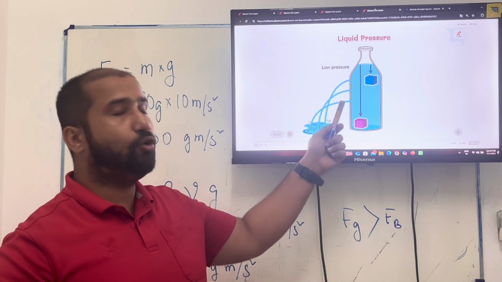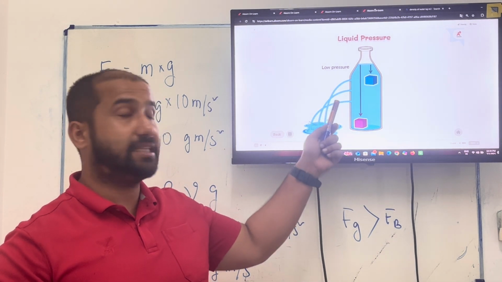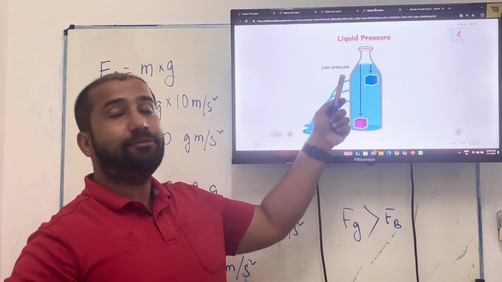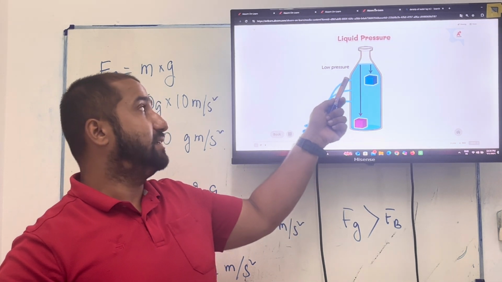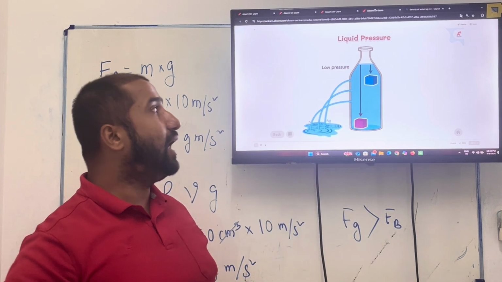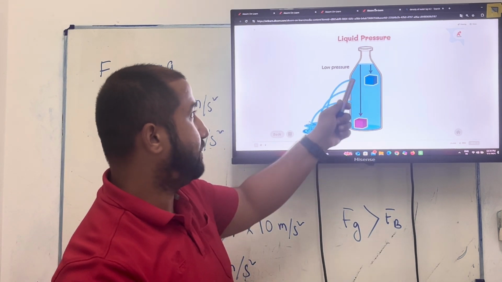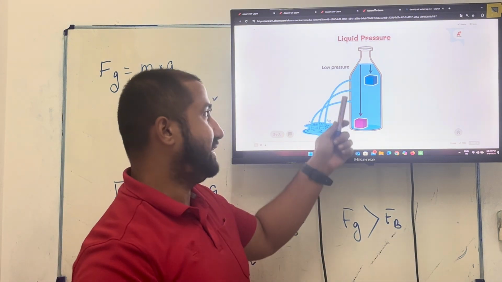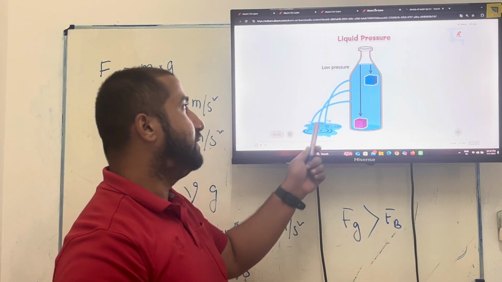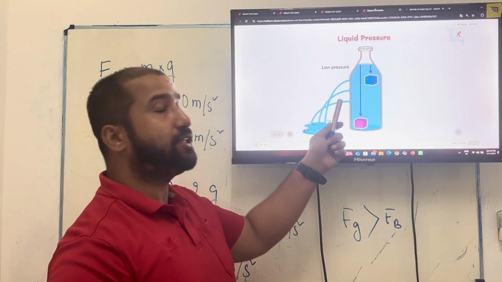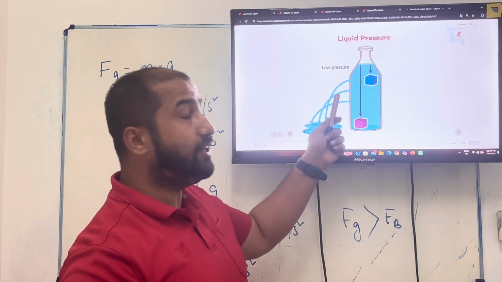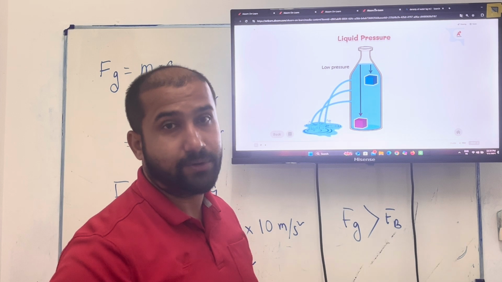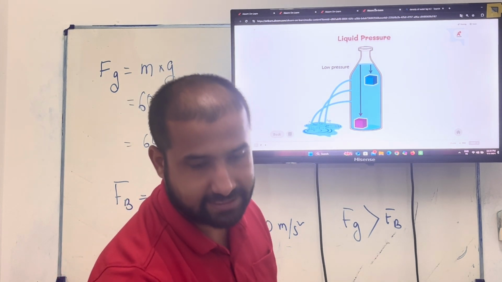Similarly, three different holes are at three different depths in the bottle. When the depth is less, the liquid pressure on the wall of the bottle is also less. That means the water will travel from that hole a less amount of distance. As the depth increases, the liquid pressure on the wall of the bottle will also increase, and as a result, the water will travel further and further as the depth increases.